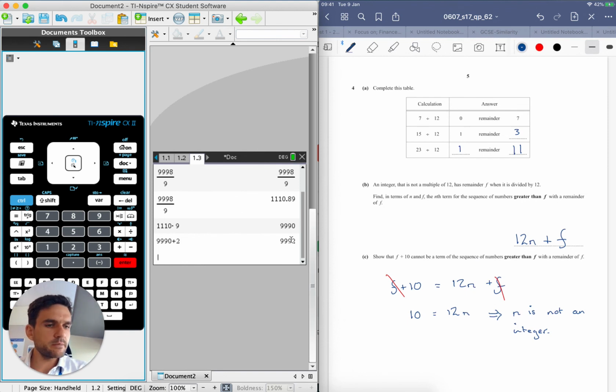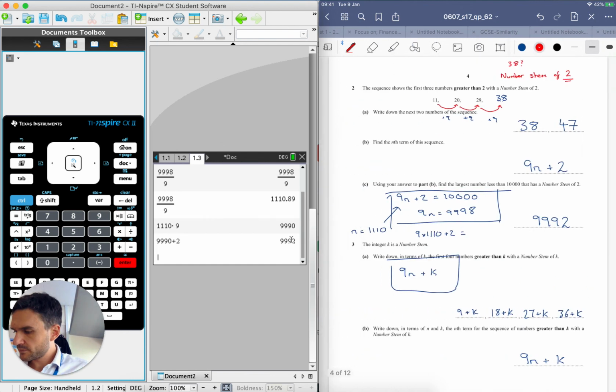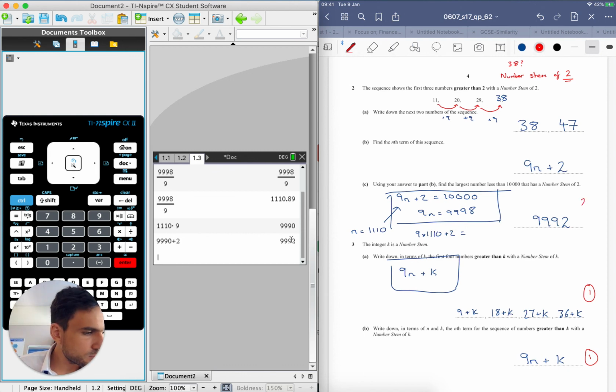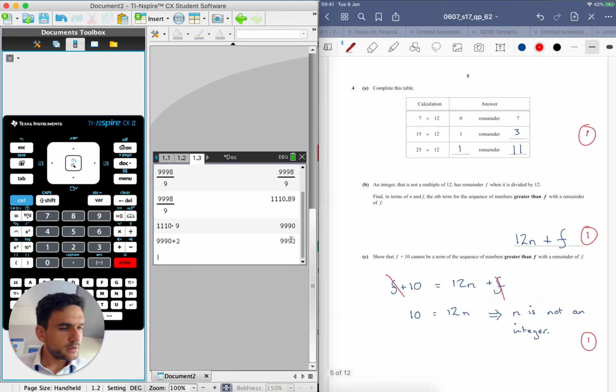Now let's just be mindful once again of where the marks are awarded. This last one is worth 1 mark. The previous expression was worth 1 mark. This table itself is worth 1 mark. And I didn't do it on the previous page. So 9n plus k is worth 1 mark. All of these together are worth 1. 9992 is worth 2 marks. 9n plus 2 is worth 1. 38 and 47 is worth 1 mark. And I've done it all previous to that.